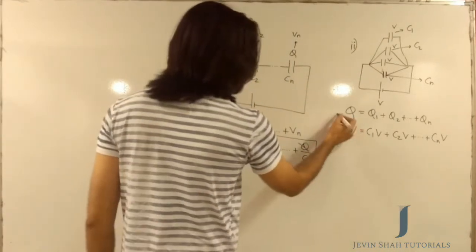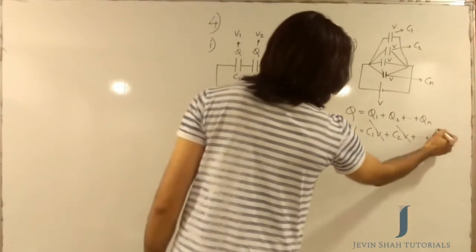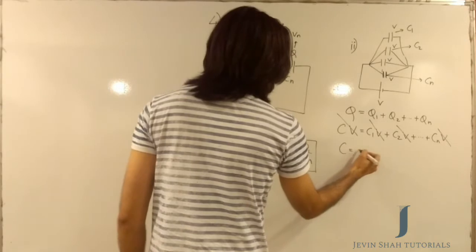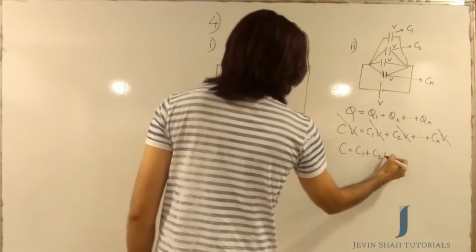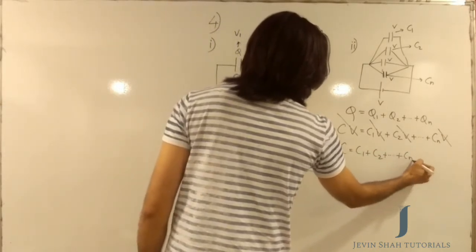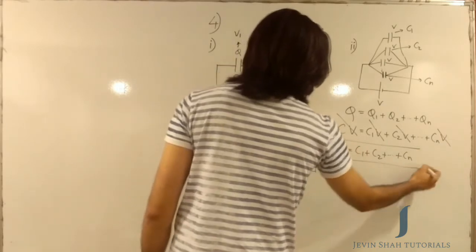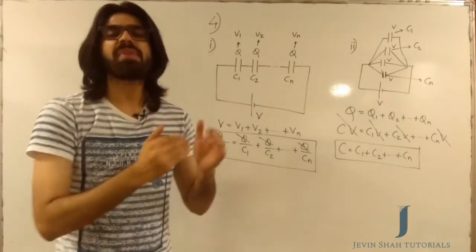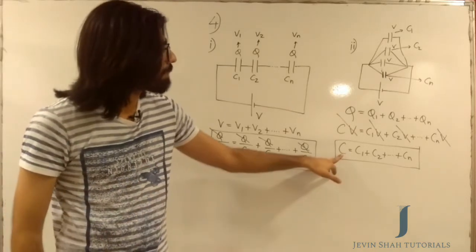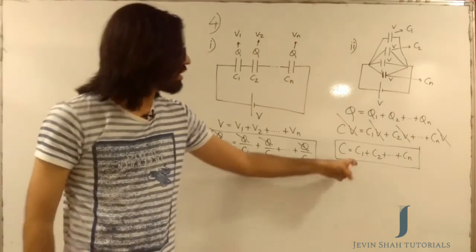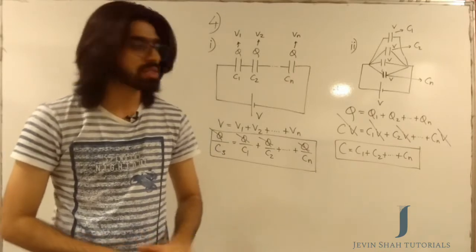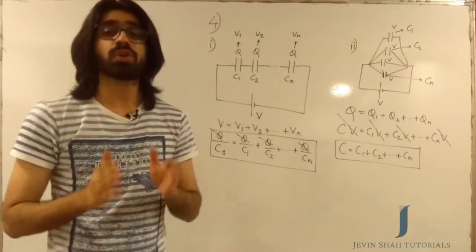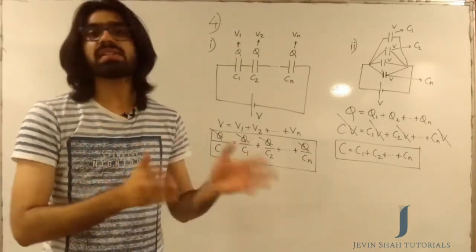You can cancel off that V and finally have the resultant capacitance C as C1 plus C2 and so on up to Cn. So if you are connecting capacitors in parallel with each other, the effective capacitance will be given by the sum of all the individual capacitances. So these are two formulae that you are learning for connecting capacitors in series as well as parallel.